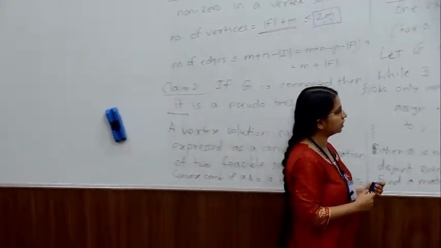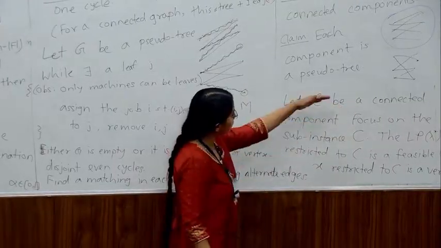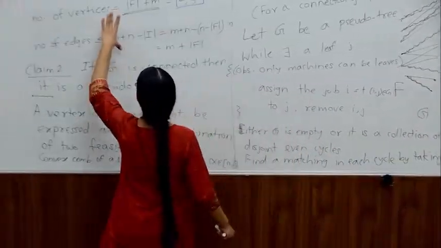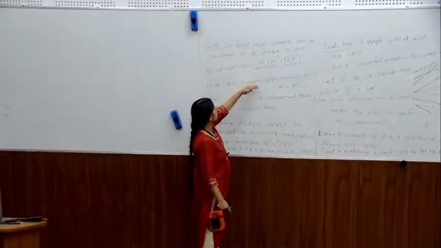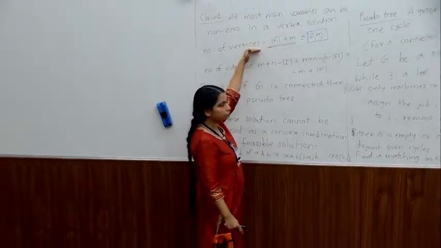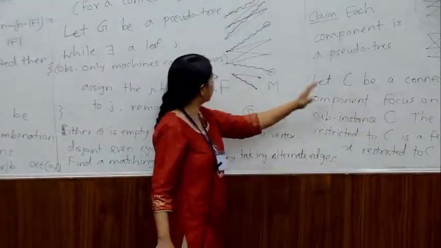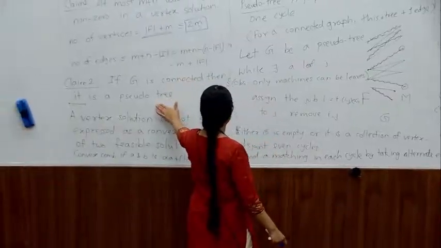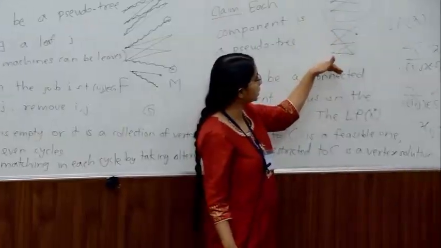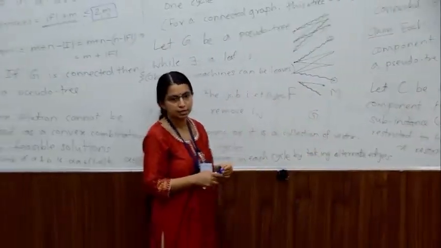What I am trying to say here is that if we look at any C which is a connected component, it satisfies all the properties of our original vertex solution, and hence it also will have this property that its number of vertices and number of edges will satisfy this restriction, that is, number of edges is at most the number of vertices. So C is a pseudo tree, because for connected graphs we already said that it's a pseudo tree. So similarly, every component is a pseudo tree. We can execute our rounding procedure on each component separately.